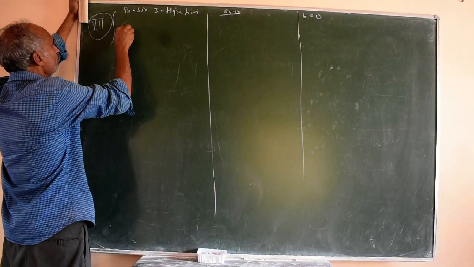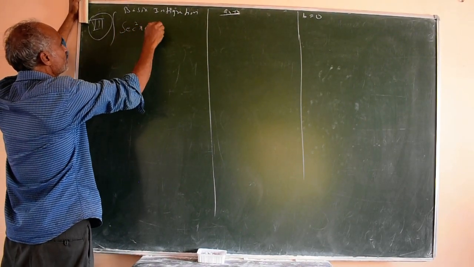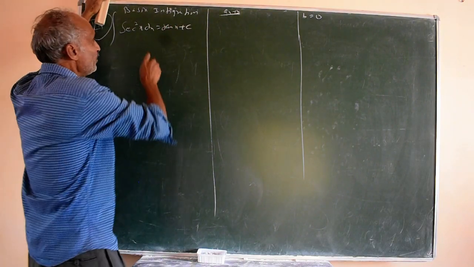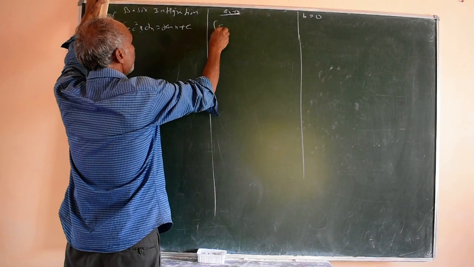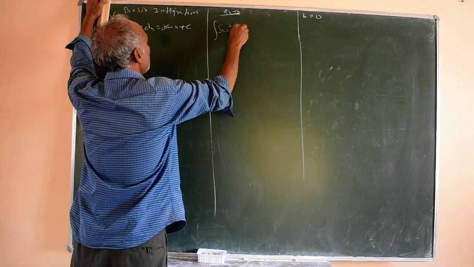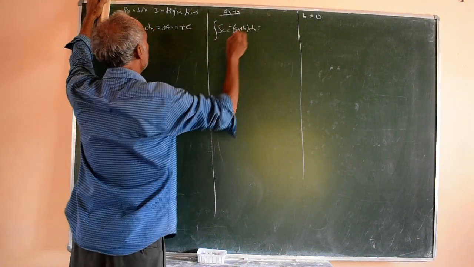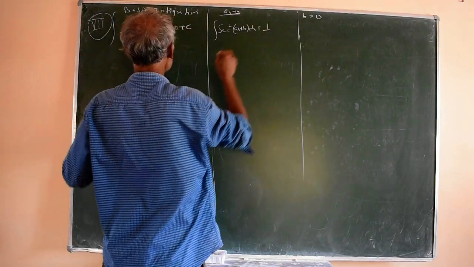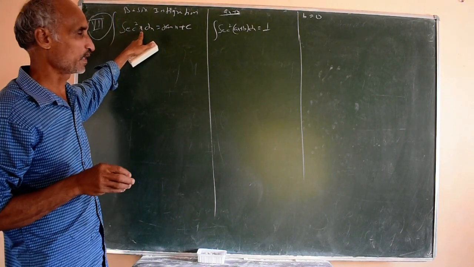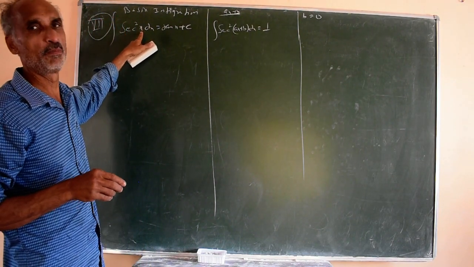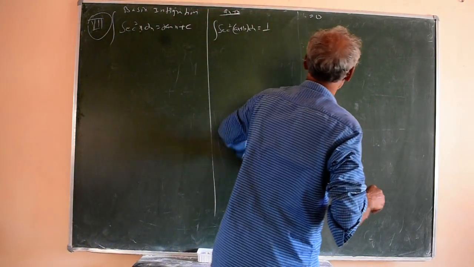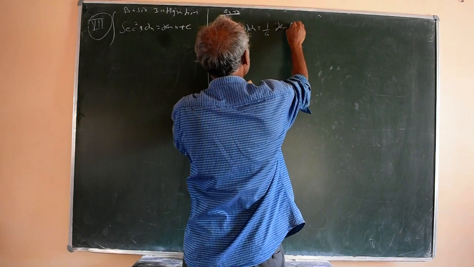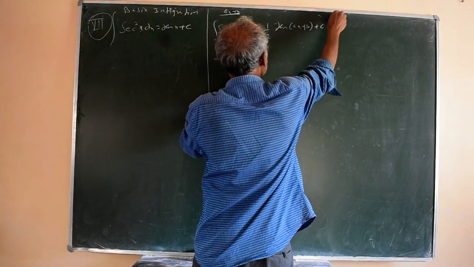Integration of sec square x dx is equal to tan x plus c. Now, in place of x, integration of sec square (ax plus b) dx is equal to tan(ax plus b). An additional factor 1 by a multiplies, since ax plus b is there in place of x. So it is 1 by a into tan(ax plus b) plus c.